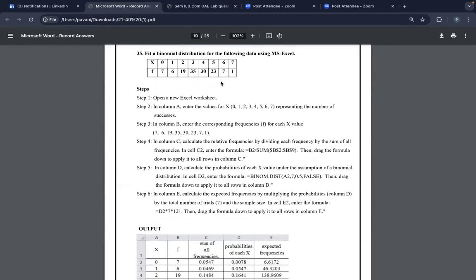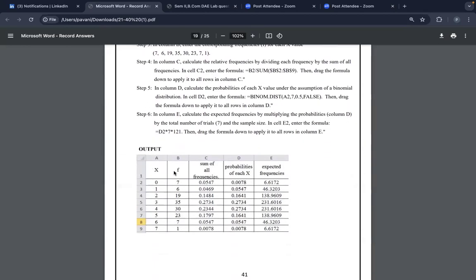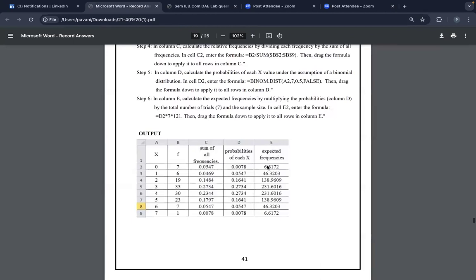Next is all about the same thing. Here they have given x values and f values. So you have to find all the frequencies. You already know this is the formula you have to enter. When you enter this formula and press enter and drag all the cells, you will get all the cell values. And also for binomial distribution, you have to use this formula. Do the same thing, again drag it. Again for E2, just enter this formula, drag it, you will get the expected frequencies.